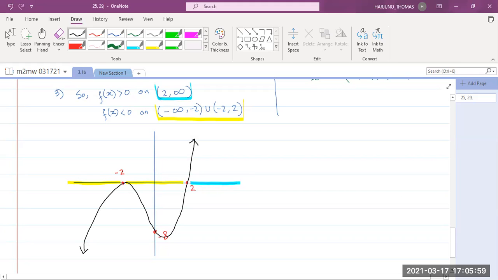Okay, and it's actually bouncing at -2. Okay, that's for number 25.